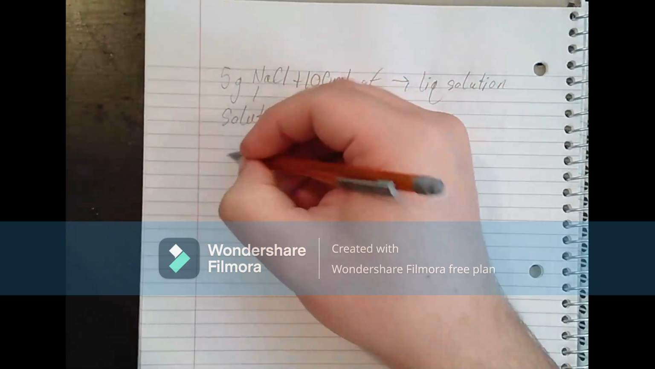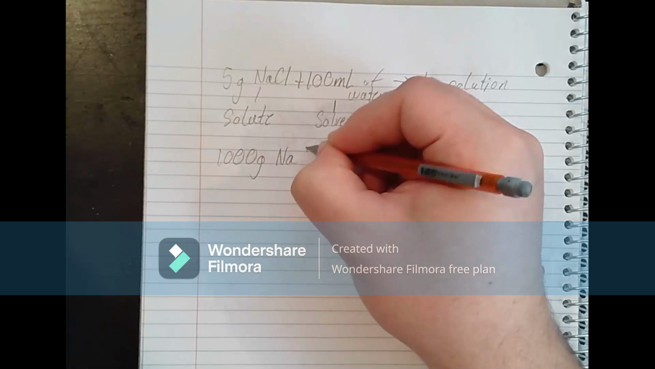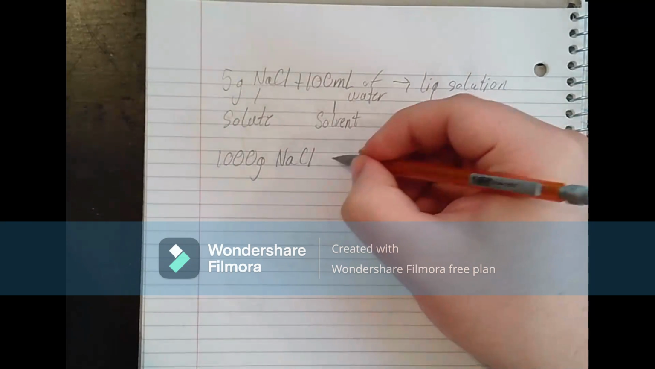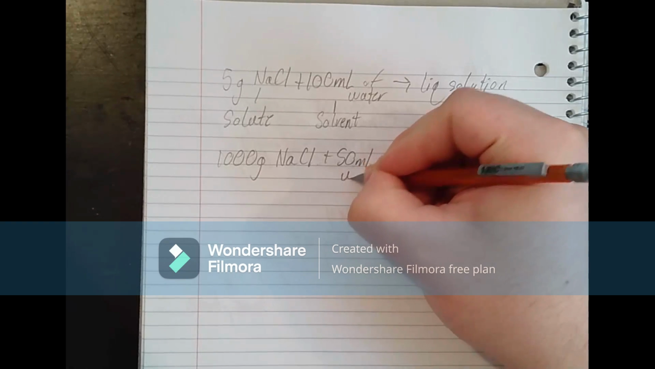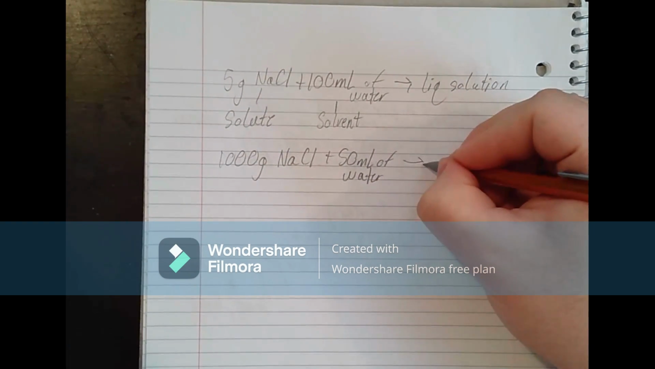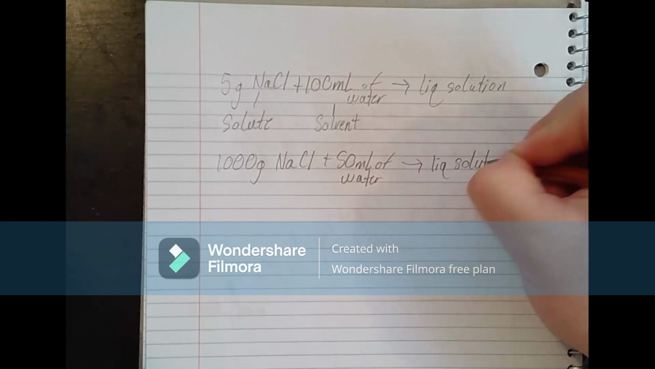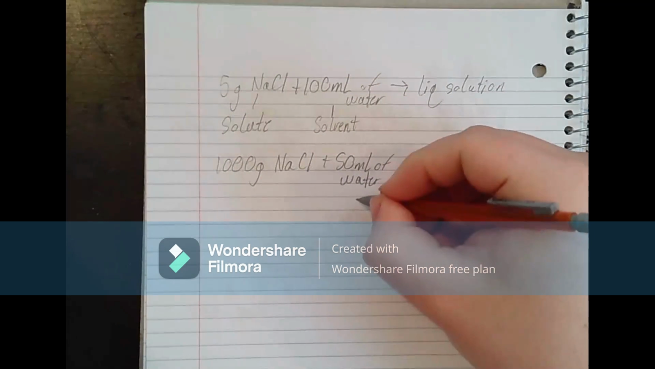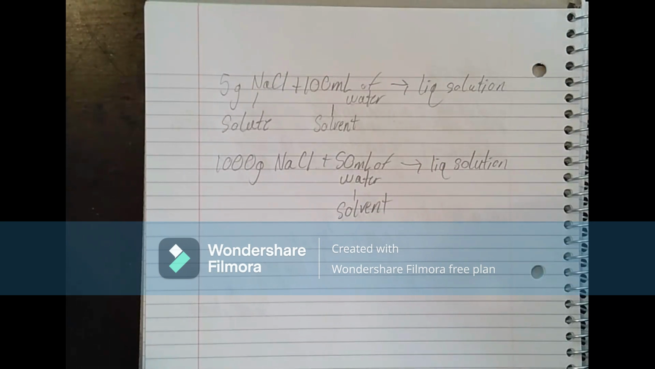Let's say now we have 1,000 grams of sodium chloride plus only 50 milliliters of water. If you still have a liquid solution, your solvent is still the water, despite the fact that it is the smaller proportion. It's sort of a law that trumps the previous one we just talked about.